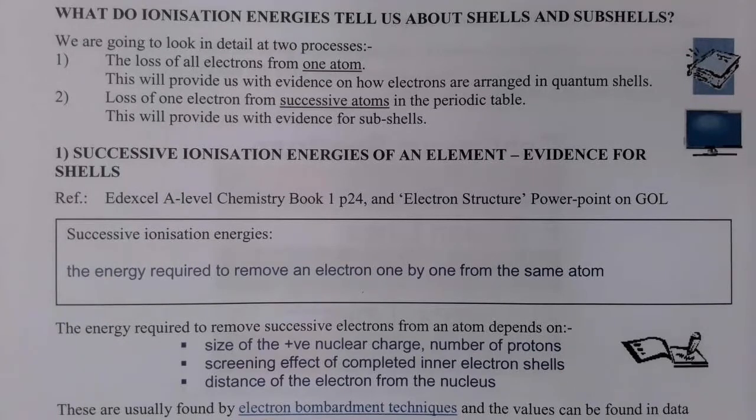Now that's going to depend on three things. Firstly, the number of protons. Well, as we're dealing with the same atom, that number is not going to change. It is also affected by the screening effect of completed inner shells of electrons. So those complete inner shells screen the outer shell electron from the nucleus. And last but not least, we're going to look at the distance of the electron from the nucleus.